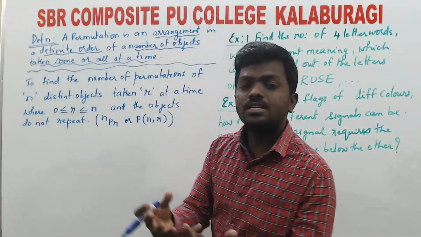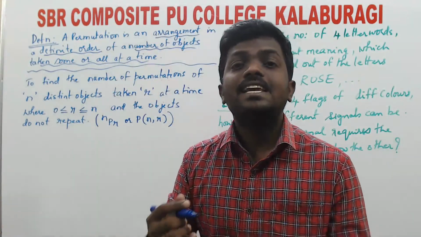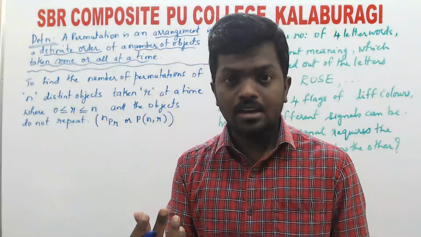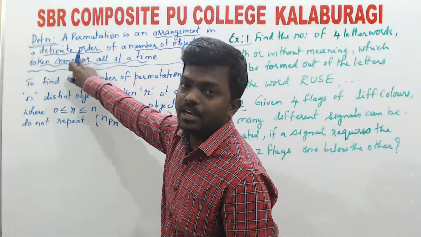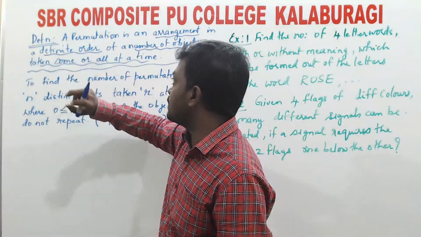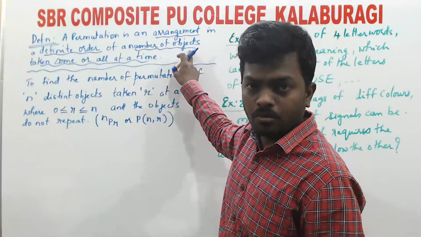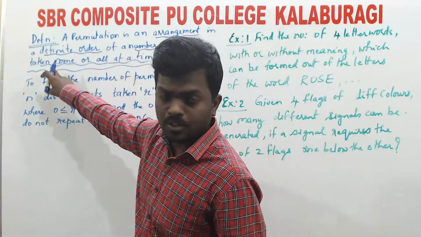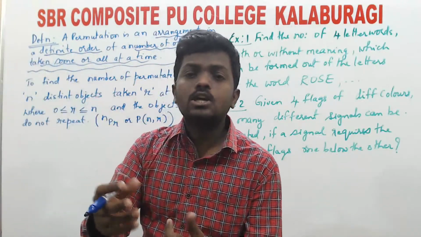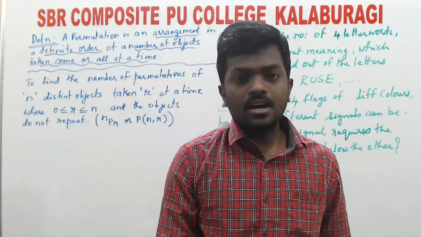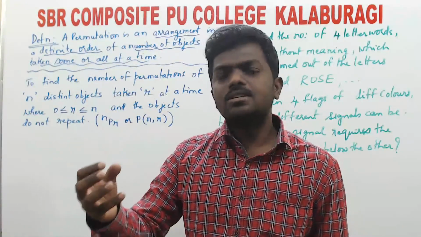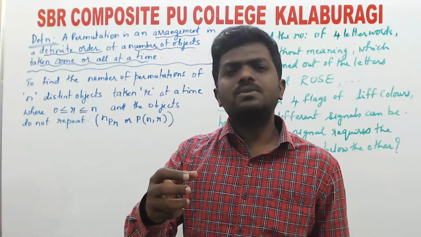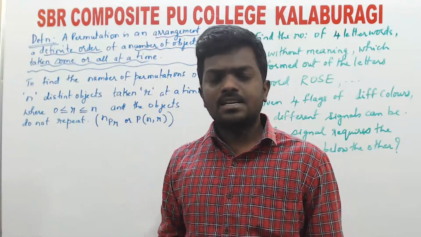What is a permutation? A permutation is an arrangement in a definite order. This is important: in a definite order of a number of objects taken some or all at a time. Either you take a few things or you take all the things given. Based on this, we shall recall some examples which we studied in the first class itself.